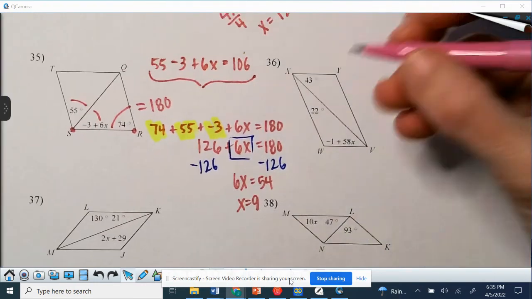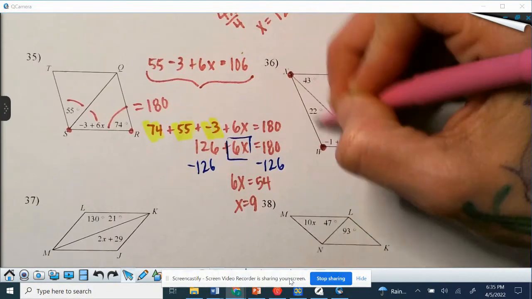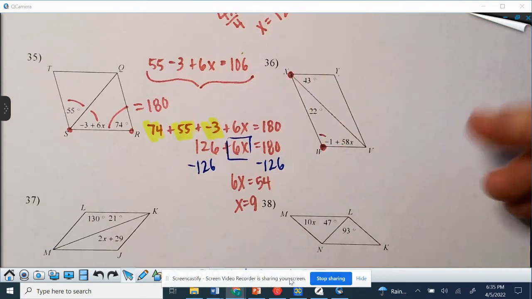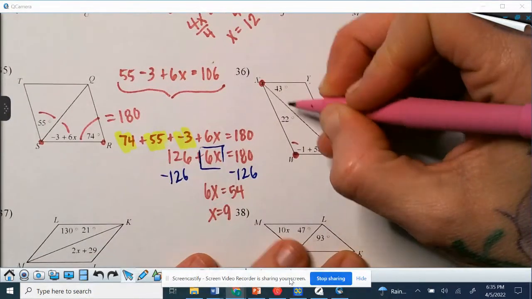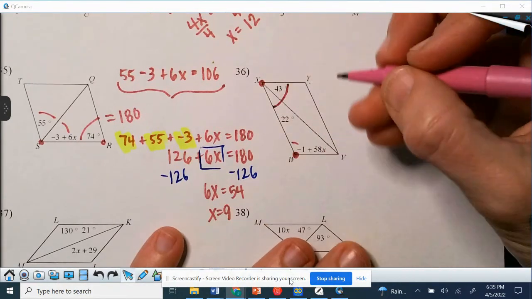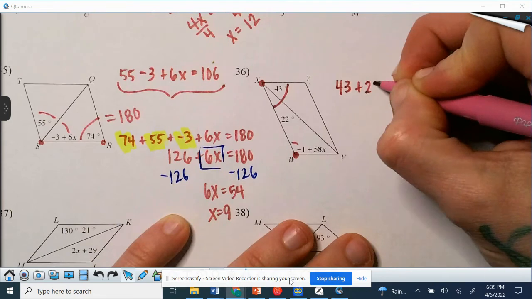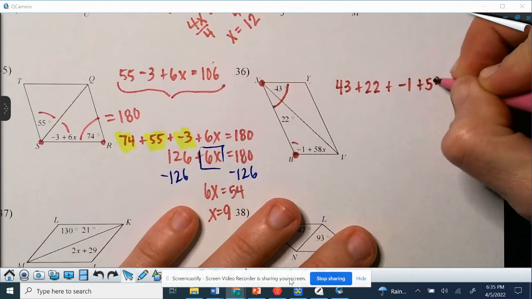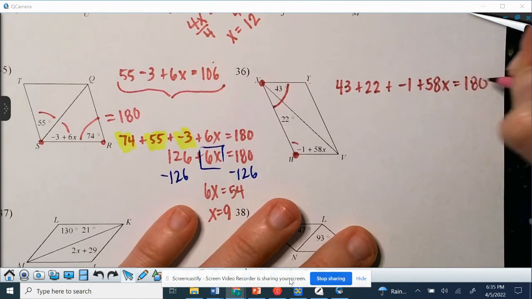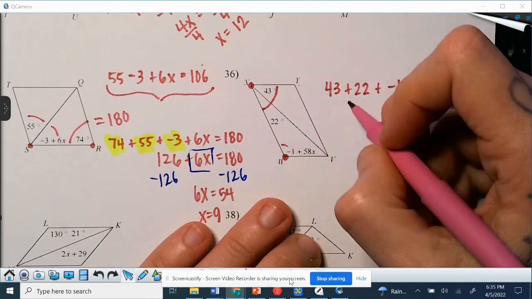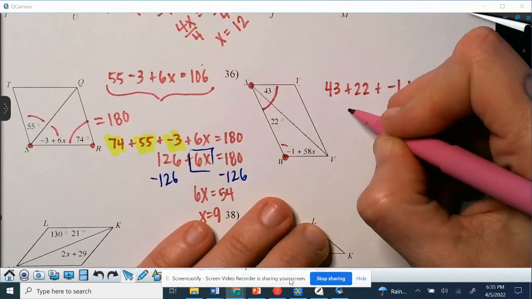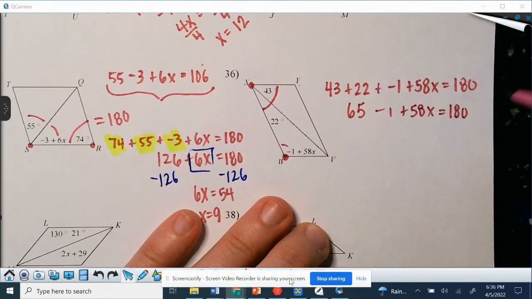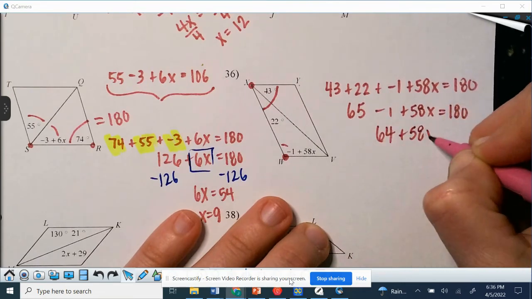So again, we're over here on this corner. So W and X are consecutive. So angle VWX plus WXY are going to equal 180. So 43 plus 22, so this whole angle. So we could write it out again: 43 plus 22, which is that whole angle, plus a negative 1, or you could put minus 1, plus 58x is equal to 180. We're going to clean this up. So 43 plus 22, because you could have also added those and then just started writing it from there. So 65 minus 1 plus 58x equals 180. So that's 64 plus 58x equals 180.